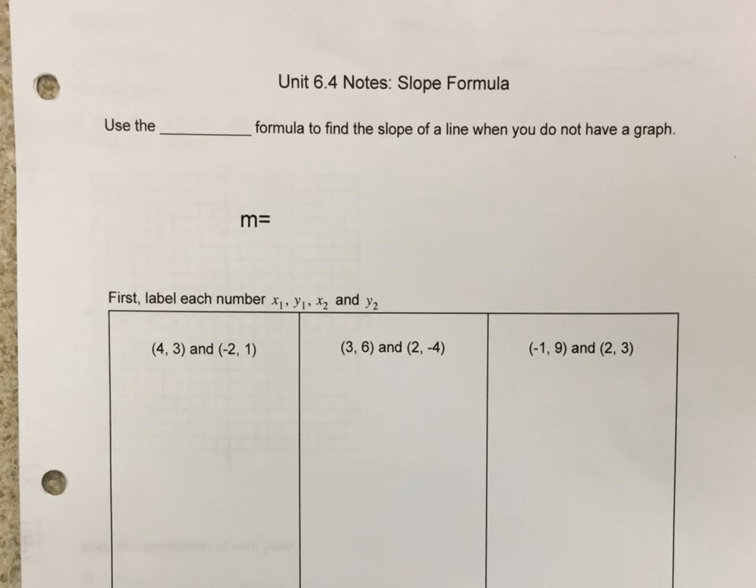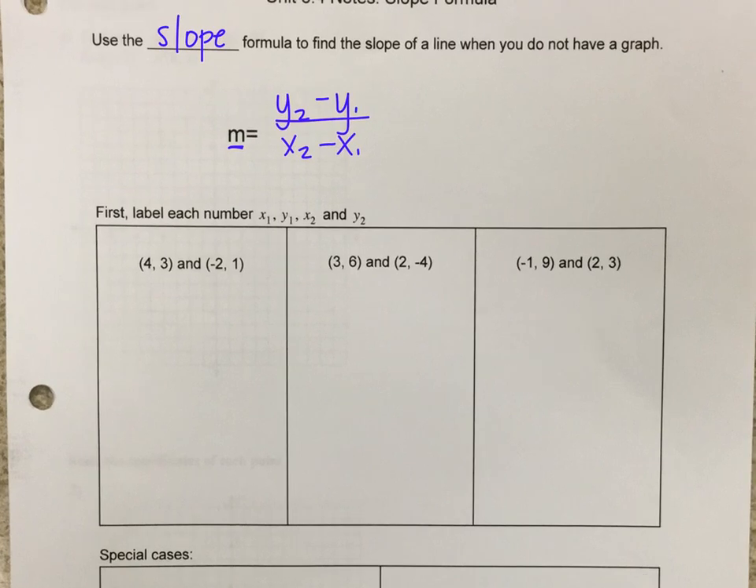We use the slope formula to find the slope of a line when you don't have to graph it. So the slope formula, m is what we always use to represent slope: y2 minus y1 over x2 minus x1. When we are going to solve for the slope, the first thing we do is label all of our coordinates. So this is x1, y1. This is x2, y2. And now I'm just going to take the numbers that are under them and plug them in.